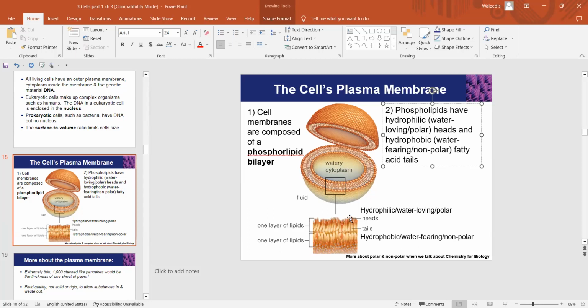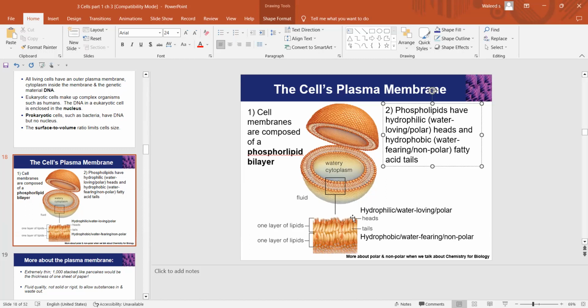The head is phosphate, which is hydrophilic. Polar. Hydrophilic is called polar. You need to remember this. Hydrophilic is called polar. I'm not going to go deeper now, but you will understand it more later. But for now, we call it polar.